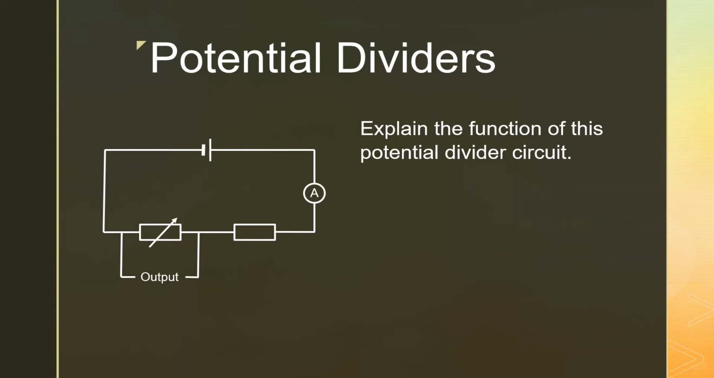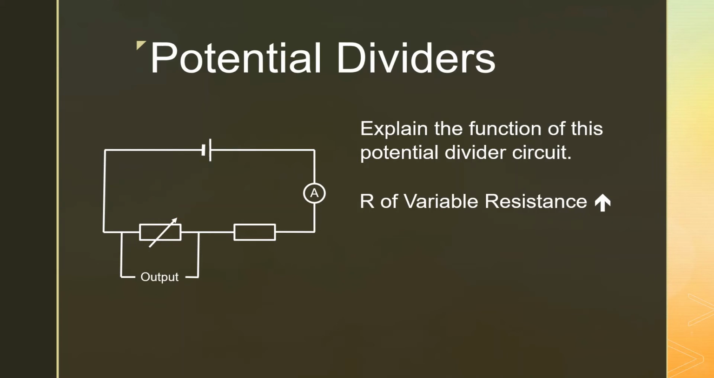But I want to know what happens when I change the resistance of that variable resistor. Now, in a question, you might be specifically asked what happens when the resistance goes up or down. But if you're not, then just explain either way around. So I'm going to say as the resistance of the variable resistor increases. So this resistor here, as we increase that resistance, what's going to happen?